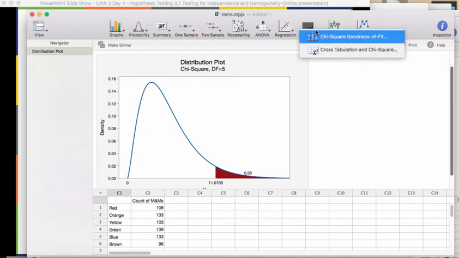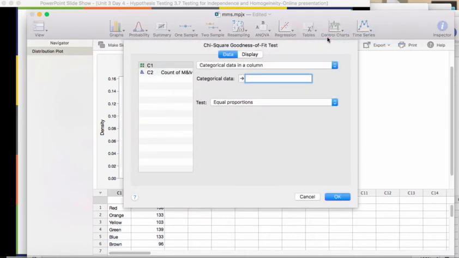Okay. So in order to run the chi-square test, we would go to tables, and I use a Mac, so your menus might be a little bit different if you use a PC. In here we're going to choose the chi-squared goodness of fit test. And then let's take a look. Our categorical data is actually summarized, so we'll switch that over to summarized data in a column.